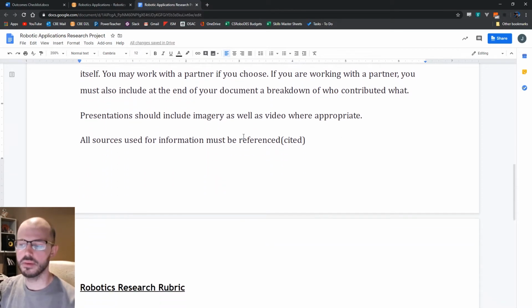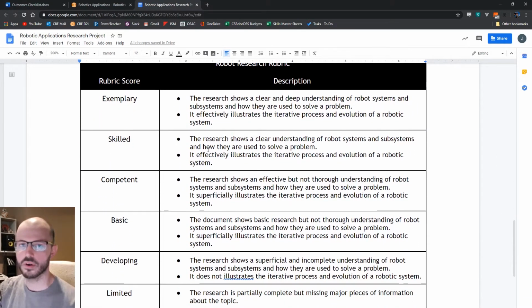On the second page of this document is the rubric, very straightforward, just the language that we use all the time at JCS around assessment. So exemplary: your research is clear and shows a deep understanding of what we're talking about, and you clearly illustrate the iterative process and evolution of a robotic system. So you've told me a lot about the history. You have a deep understanding of all of this stuff. Skilled: you show clear understanding, and it effectively illustrates the process and evolution of a robotic system.